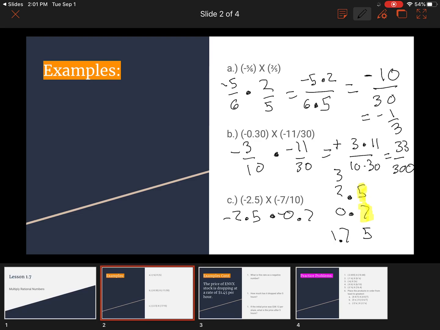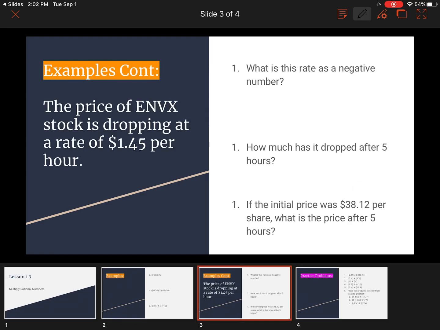Now, should this be a positive 1.75 or a negative? Let's look at what we got. We have a negative value times a negative value, which means they're the same sign. So this should be a positive 1.75. All right, let's move on to the next one.